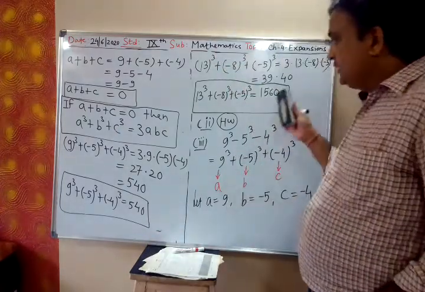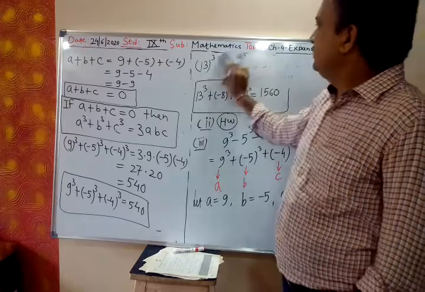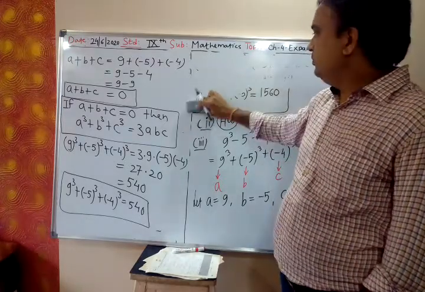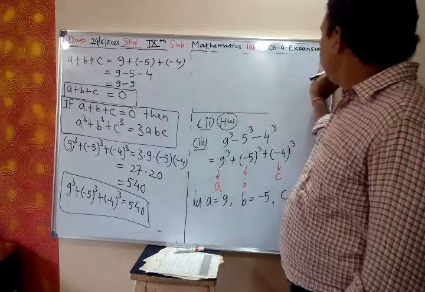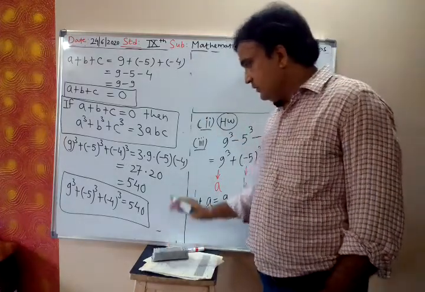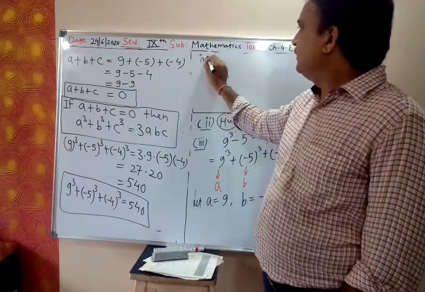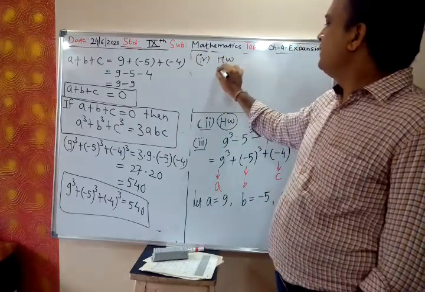Fourth I am giving homework. This part is over. Now fourth I am giving homework. Using the property, solve 4. Fourth one is homework.